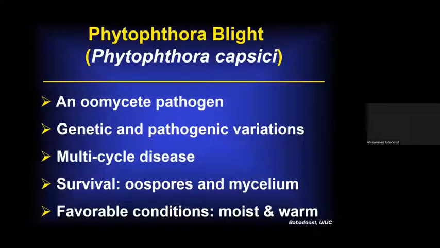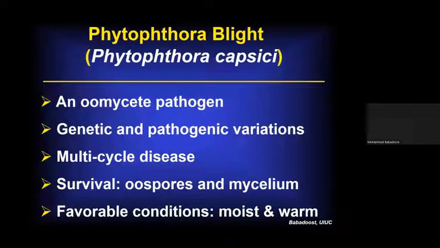So this is an oomycete pathogen. If you don't know, oomycetes used to be considered fungi, but no longer true fungi. We call them fungal-like organisms. Genetic and pathogenic variation is enormous in this pathogen. For example, I will show you, we have broad genetic and pathogenic variation among the isolates from Illinois.